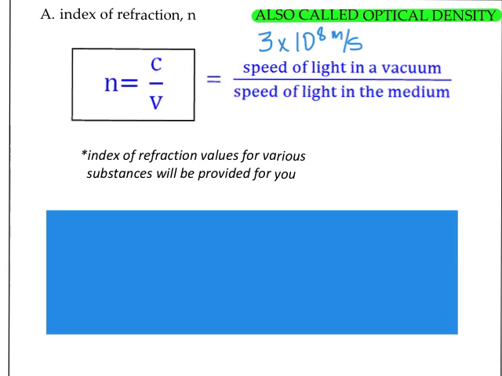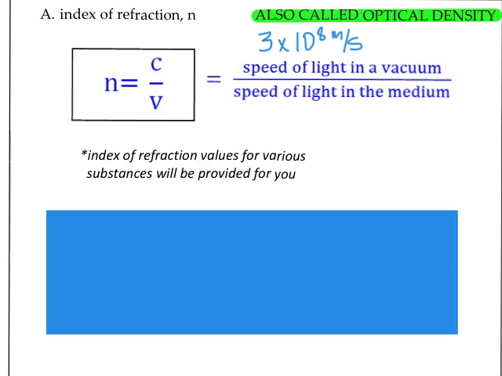So to find a material's index of refraction, we'll take the speed of light in a vacuum, which is 3 times 10 to the 8th meters per second, and we'll divide it by the speed of the light in the medium or that particular material. Notice that the units will cancel out because we're going to have meters per second divided by meters per second, and those will cancel. So we're going to see an n value that's just a number. And then the index of refraction values for various substances or materials will be provided for you.